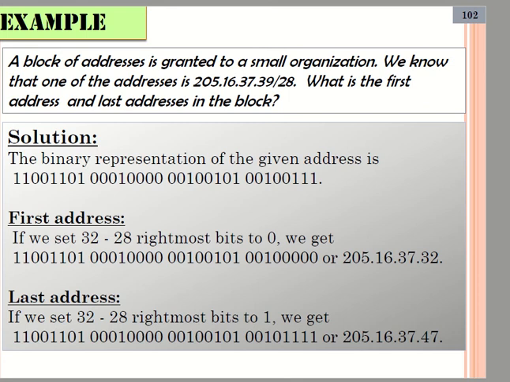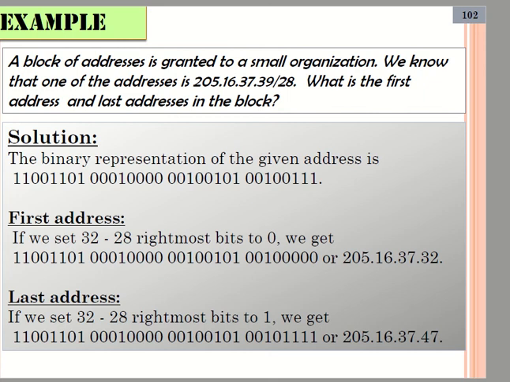So 32 minus 28 is 4. Take 2 to the power of this, so 2 to the power of 4 is 16. That represents the total number of addresses in the given block. In this case it is 32 minus 28, so it is 4.